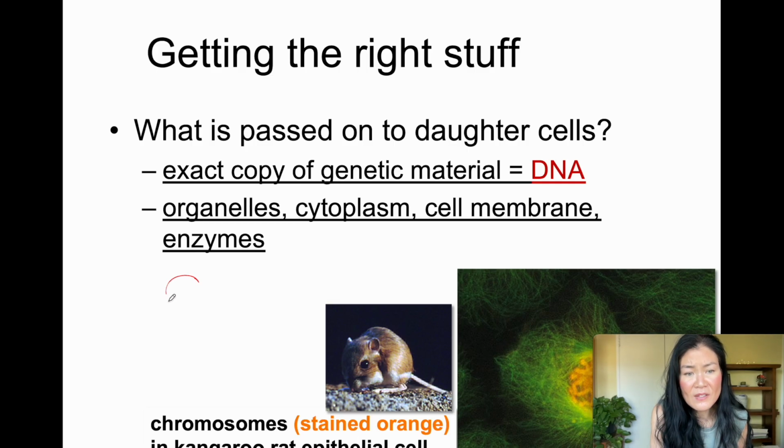So when a cell divides, what is being passed on to daughter cells? Well, when you have a cell and it divides into 2 new cells, you have to make sure that each cell is getting the exact same genetic material, or DNA.